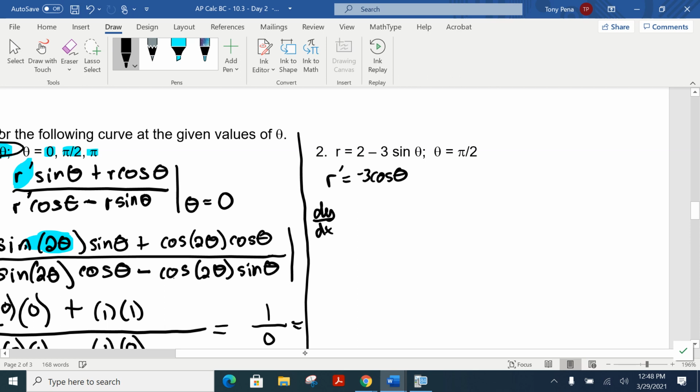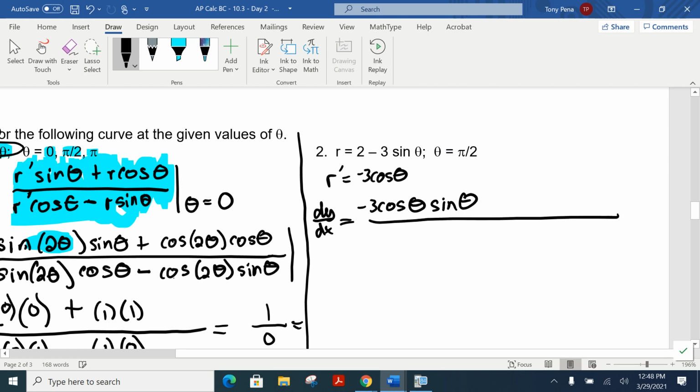Then if I want dy dx, it's just this formula here if you want to get it memorized. If not, just take the derivative of the conversion for x and y. But right now, for the sake of time, I'm just going to rewrite that formula. So that's going to be r prime, which is a negative 3 cosine of theta, times the sine of theta. Then we have our plus r, which is the original function, times cosine of theta.